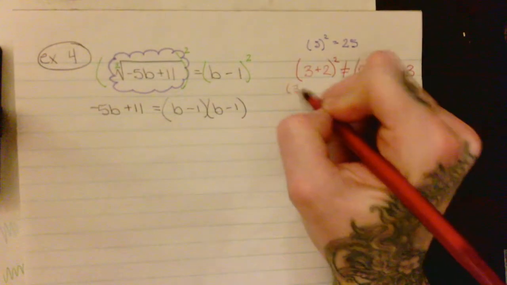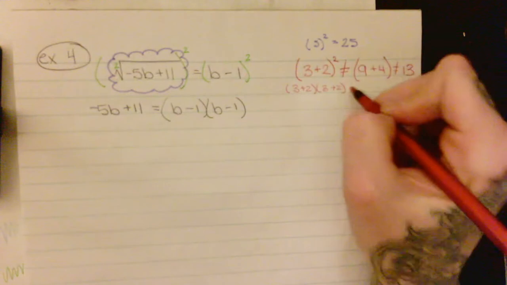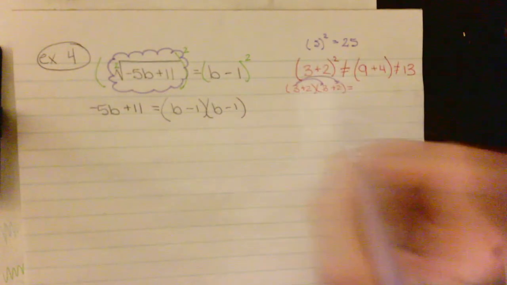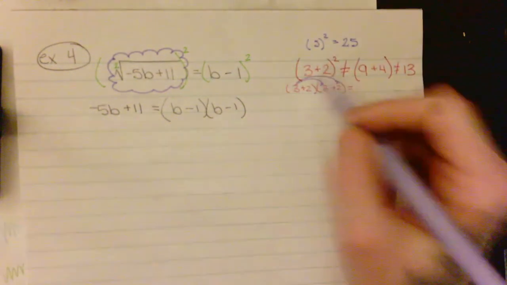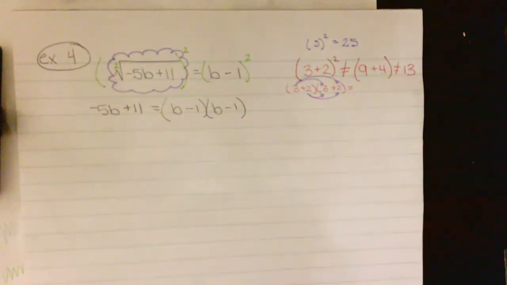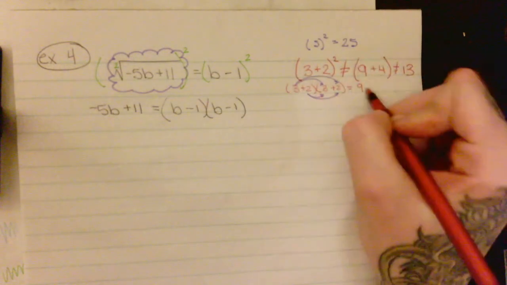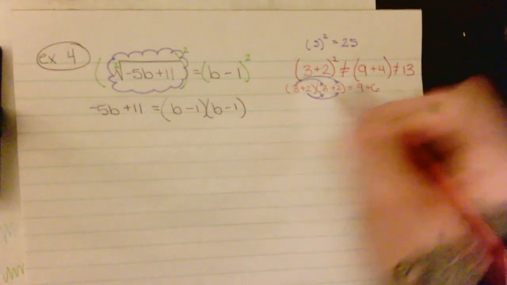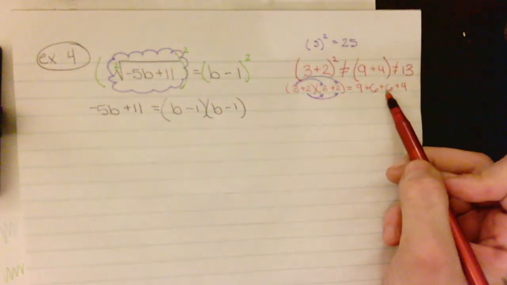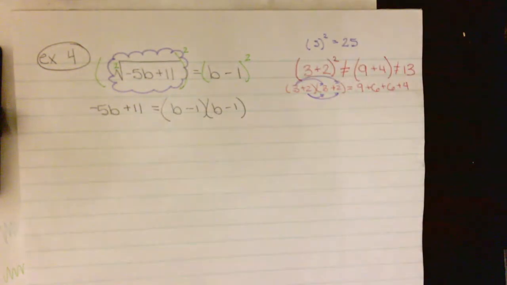Because when I do 3 plus 2 times 3 plus 2, I'm going to FOIL: first times both terms in the second parentheses, times a second times both terms in the second parentheses. I get 3 times 3, 9, 3 times 2, 6, 2 times 3, 6, 2 times 2, 4. So here I've got 10, here I've got 15. Whole thing comes out to 25. So let's do the same here.